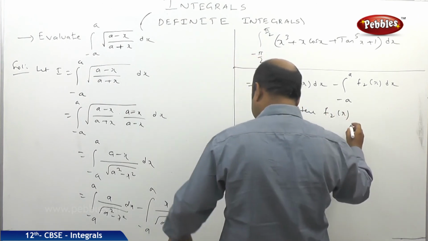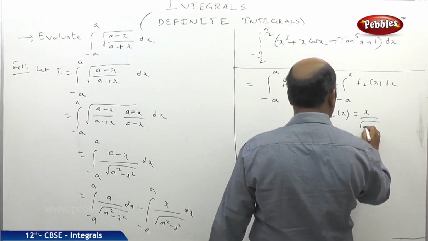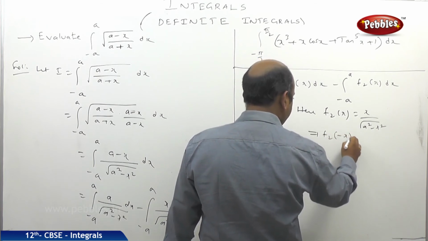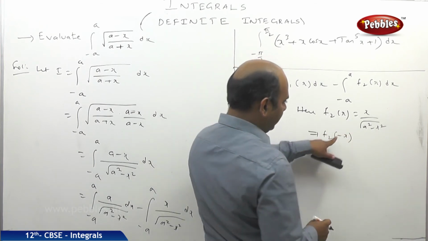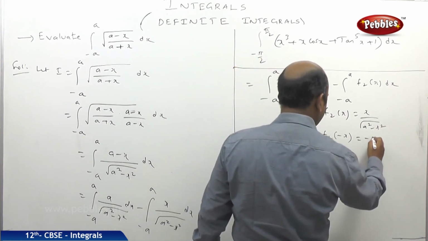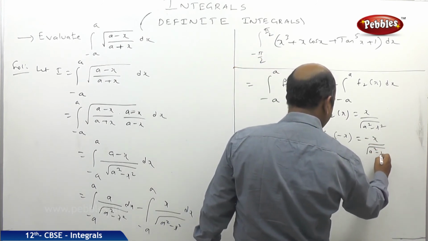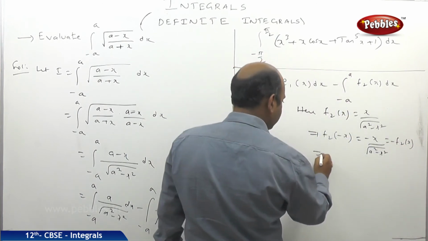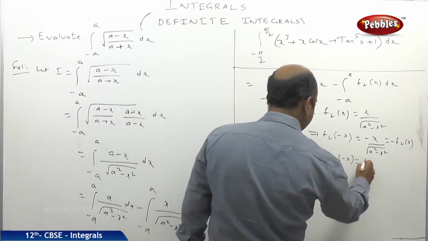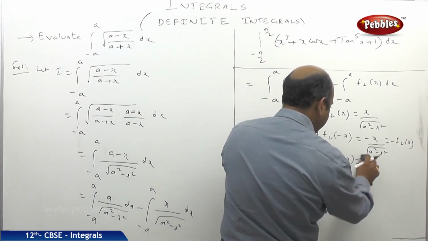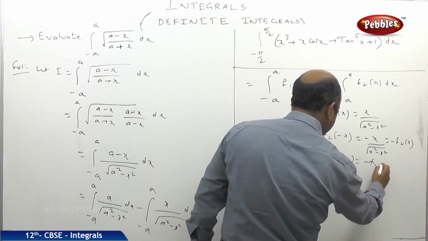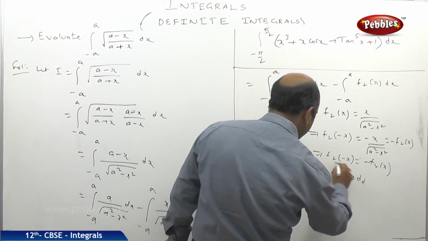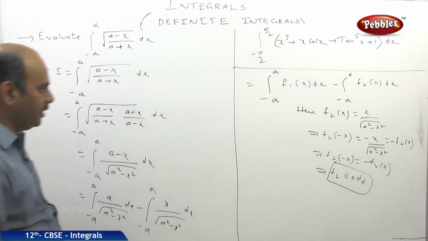f2 of x is nothing but x by under root of a square minus x square, and in place of x, if you substitute minus x, what I am getting is minus x by under root of a square minus x square, that is equal to minus f2 of x. That means f2 of minus x is equal to minus f2 of x. That means I can call f2 is odd.